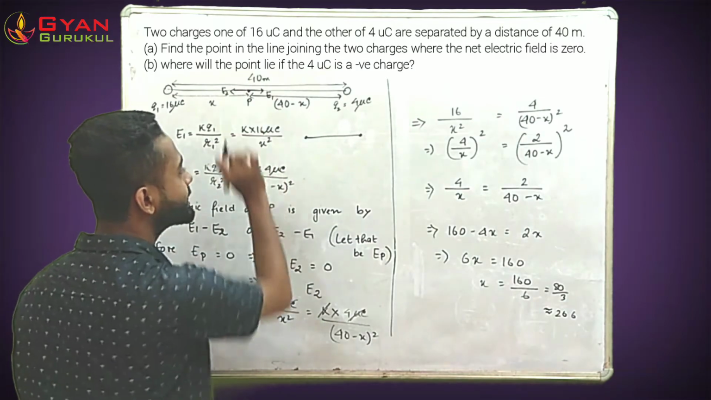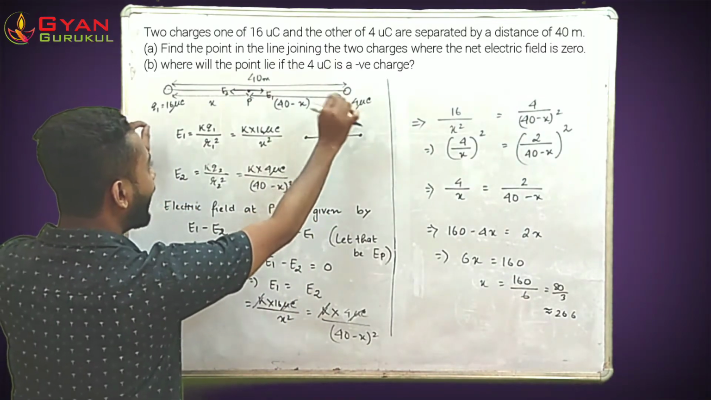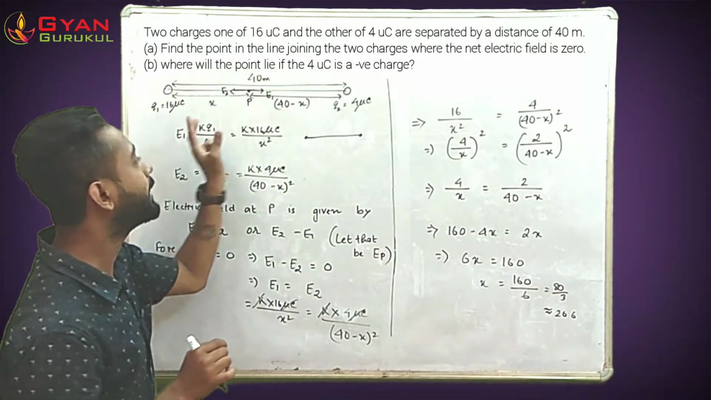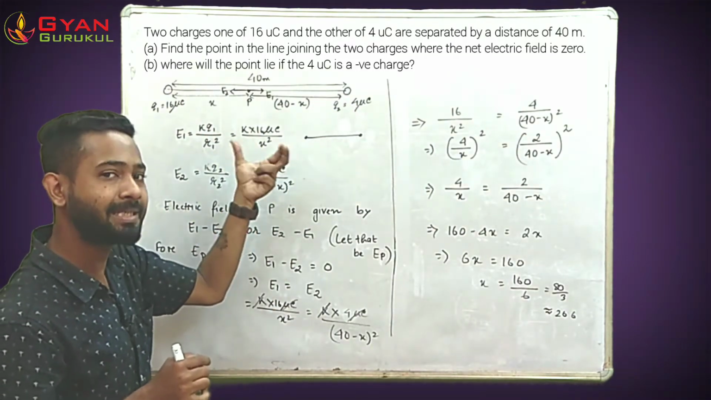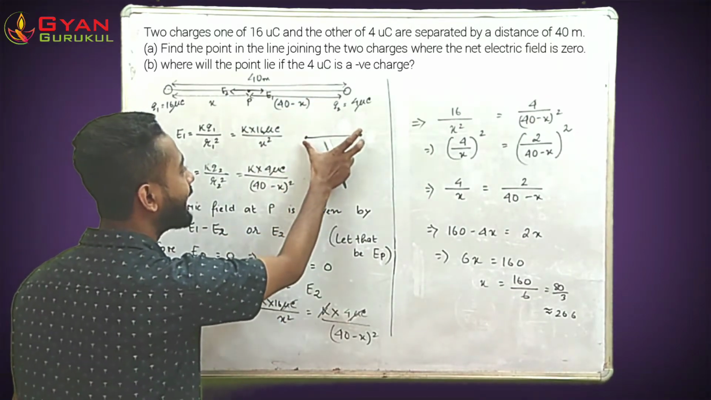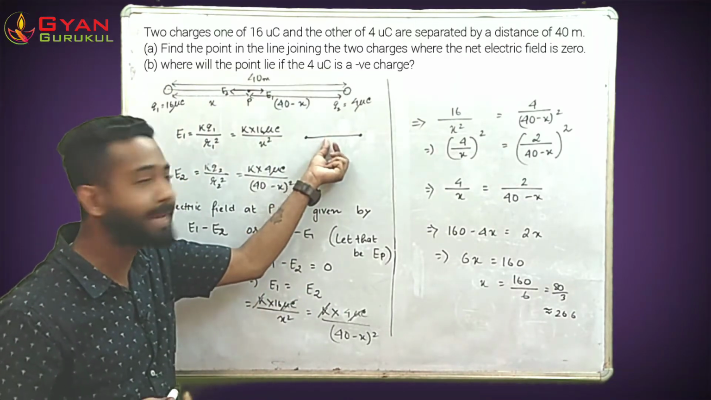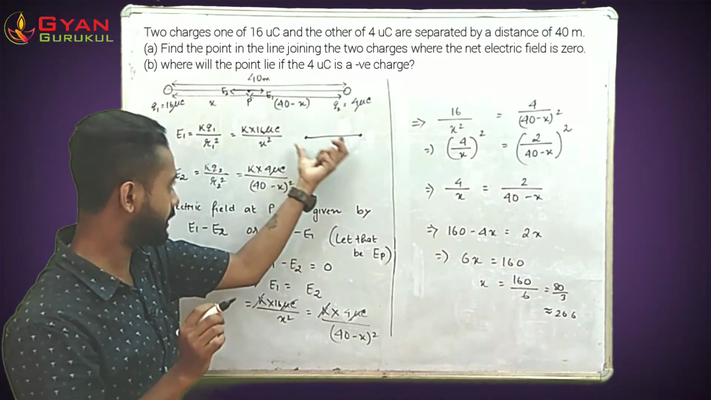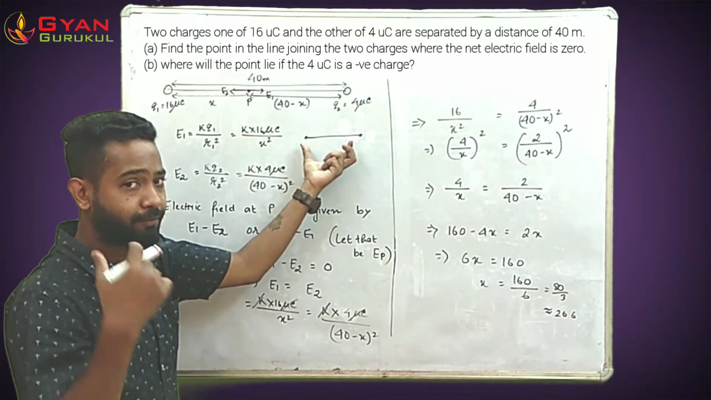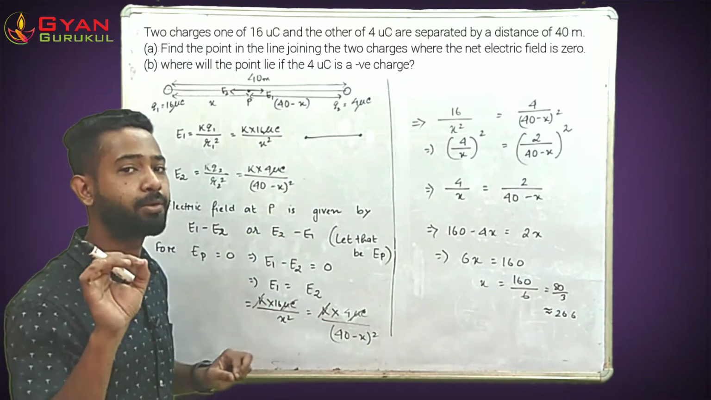In order to understand that, first you need to understand what kind of charges they are. Both of them are like charges. Both of them are positive charges. The case would have been the same if both of them were negative charges as well. Since both of them are like charges, let us first consider the point somewhere in between the two charges, and check whether at that point the net electric field can be zero or not.